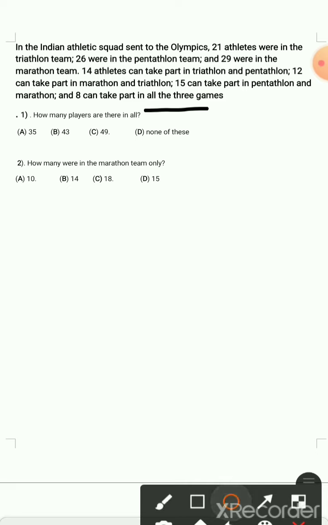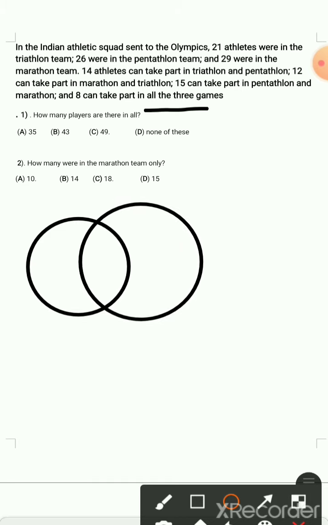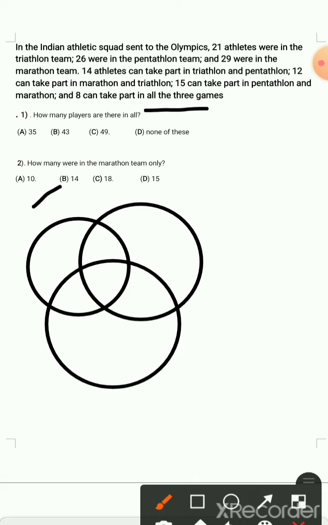First you have to make these circles for each. Okay, now make the next circles for that. Here it is given for triathlon, this is given for pentathlon, this is for the marathon. Okay, so first of all we have to target the common part, which is 8. So let's say this is 8.